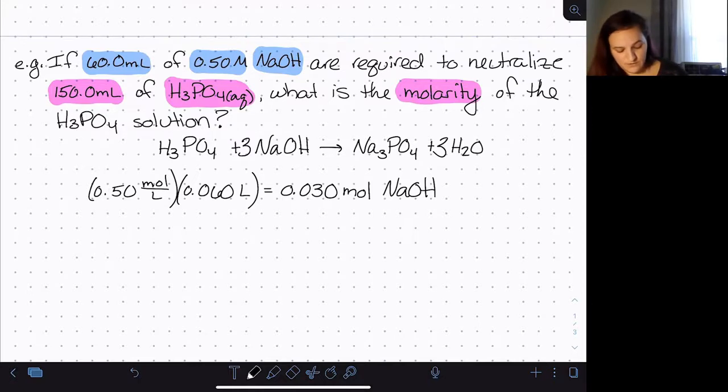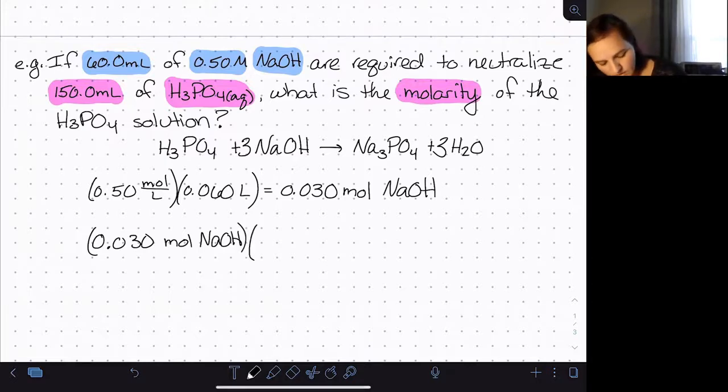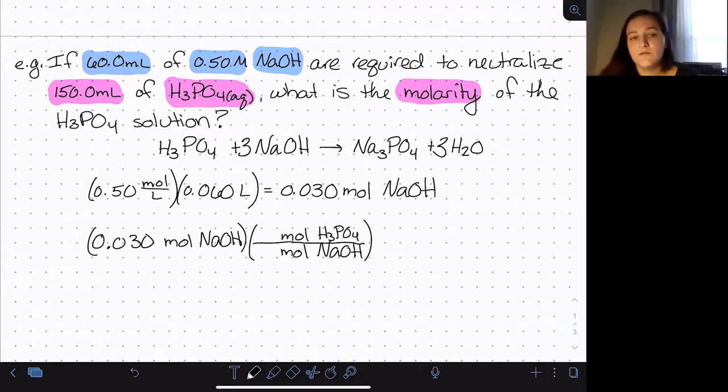So the next thing we need to do is convert that to moles of our acid, to moles of the phosphoric acid. We had 0.03 moles of sodium hydroxide. We want moles of sodium hydroxide to cancel, so that goes on the bottom. We're interested in finding moles of H3PO4, so that goes on the top. So we just need to pull our coefficients from our balanced reaction.